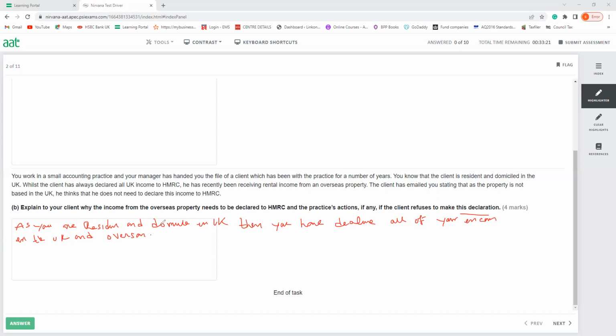So it could be the UK income, it could be the overseas income. Both incomes we have to show to HMRC because I'm resident and also domiciled in the UK. So if I have any income in the UK and any income overseas or worldwide, all the income we have to declare to HMRC if I'm resident and domiciled, if I have both statuses.